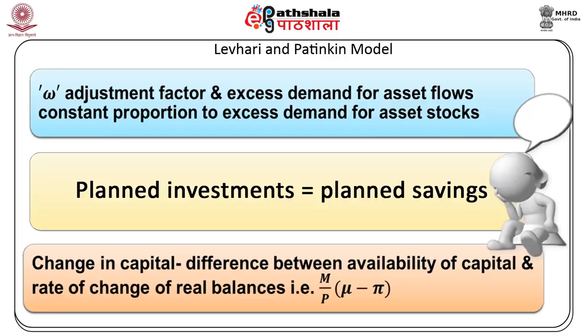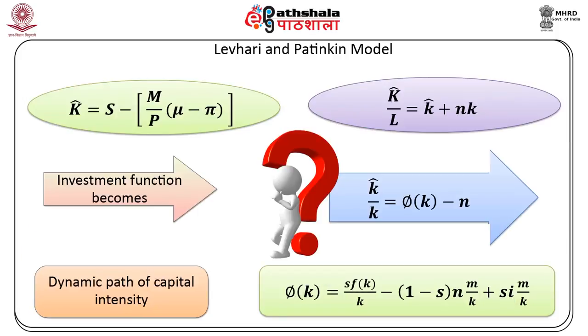But the change in capital stock is the difference between the availability of capital and the rate of change of real balances, that is (m/p) multiplied with (μ minus π). K hat is equal to s minus (m/p)(μ minus π). And k hat/l is equal to k hat plus nk. Using all these functional relationships, the investment function becomes k hat/k equal to φ(k) minus n. This can also be termed as the dynamic path of capital intensity.